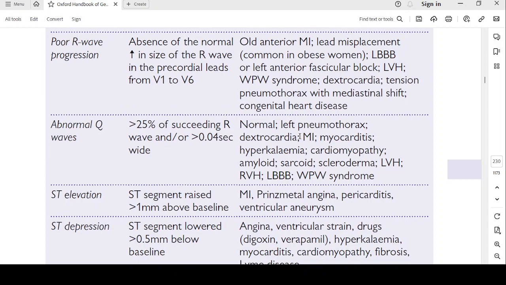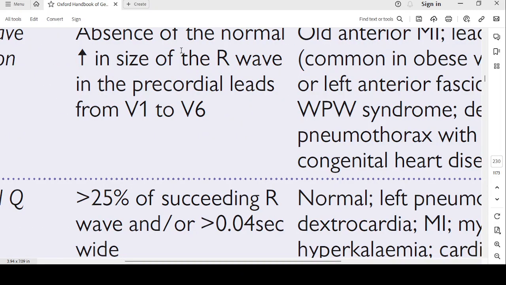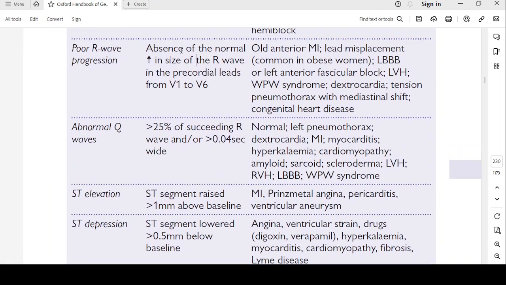Poor R wave progression. So R wave progression, we have said from V1 to V6, the R wave should increase slowly. But if there is poor progression, that is the R wave is not increasing in size. Absence of the normal increase in size of the R wave in the precordial leads from V1 to V6. Old anterior MI, lead misplacement, common in obese women. It could be a left bundle branch block or left anterior fascicular block or a left ventricular hypertrophy. WPW syndrome, dextrocardia, tension pneumothorax with mediastinal shift, and congenital heart disease.